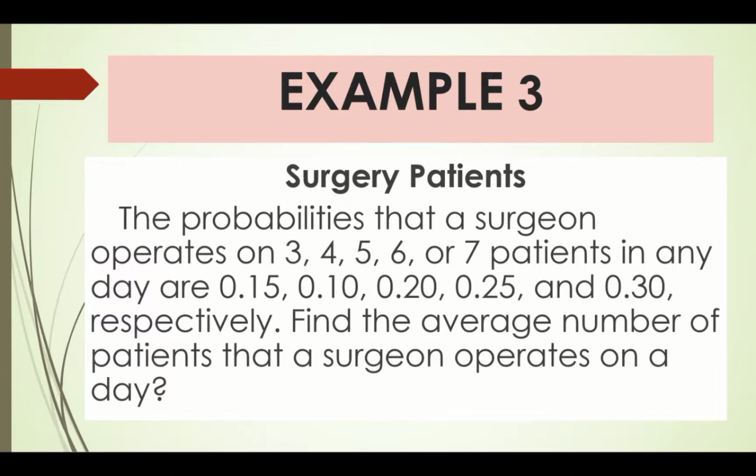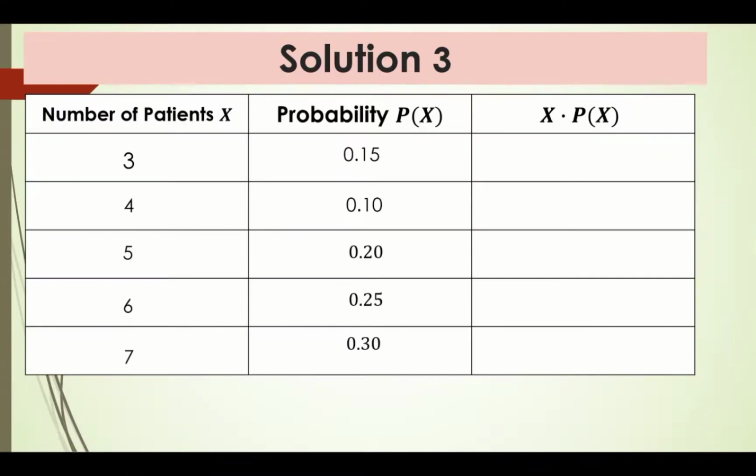If you understand the lesson, it will get easier for you to answer the next example. Again, the first and second columns are already given in the problem, so we will now proceed to the third column. To get the answer in the third column, we just need to multiply the first and second columns. This is already indicated in the equation above, by multiplying x to p of x.